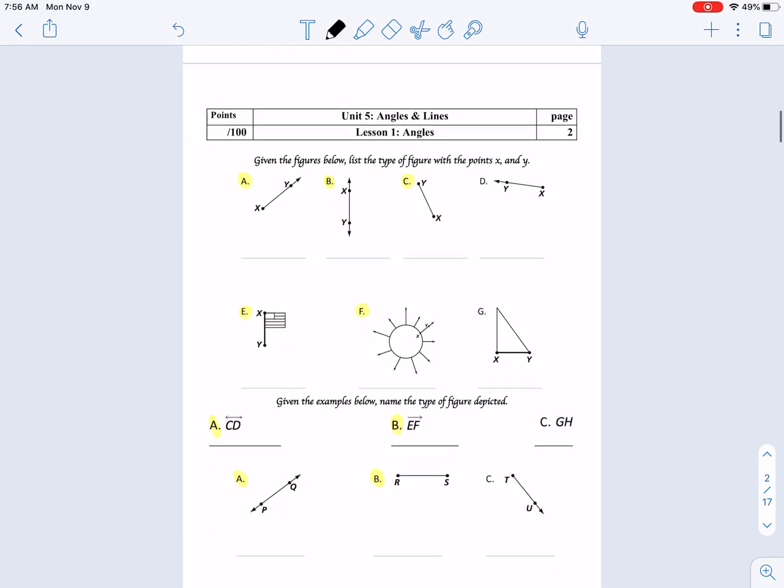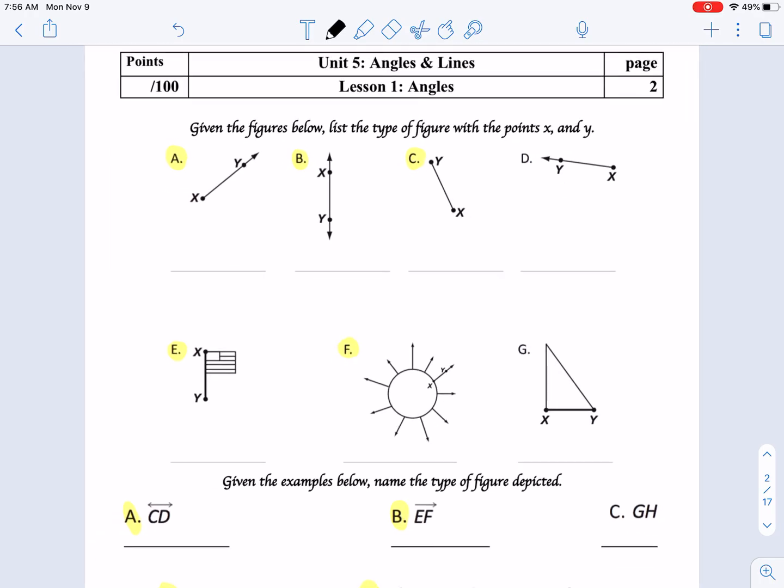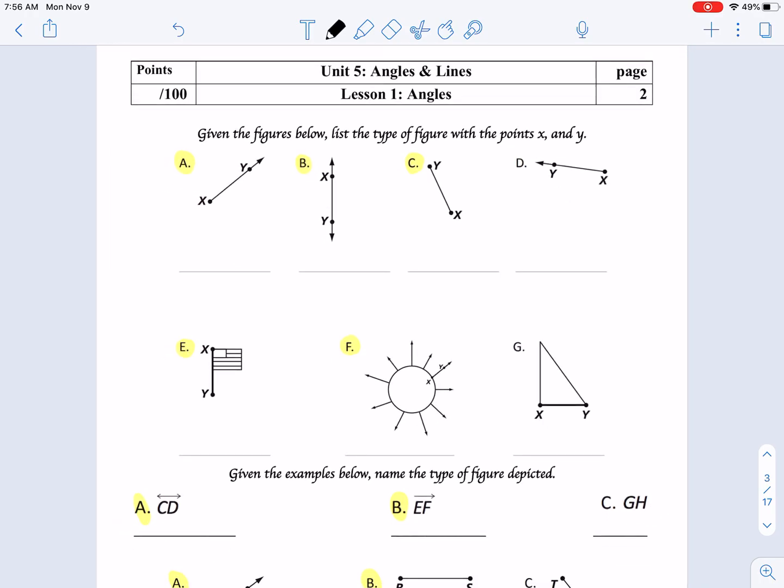So the next handful of pages is just a quick refresher on what things were. I'm going back and just doing some examples. So we want to list a type of figure that has the points X and Y in it. So X is my beginning, Y is my other point. So I have an end dot and an arrow. This is a ray.